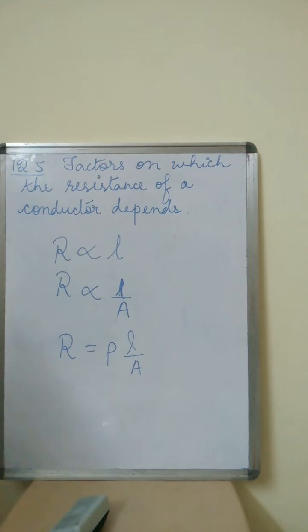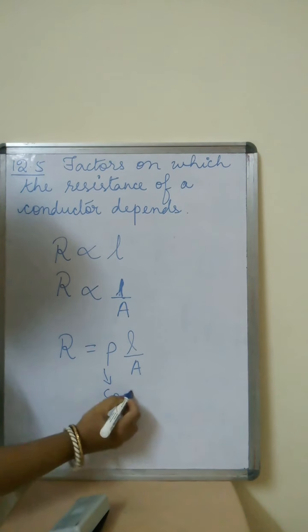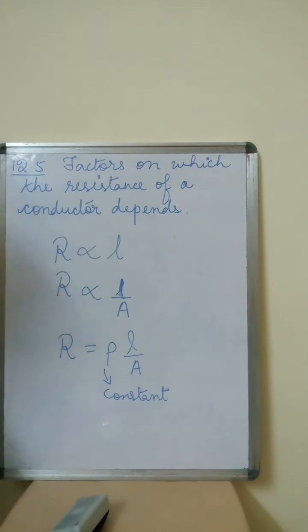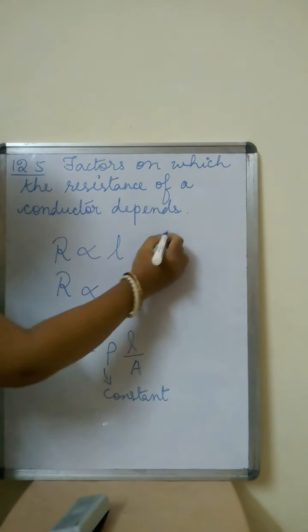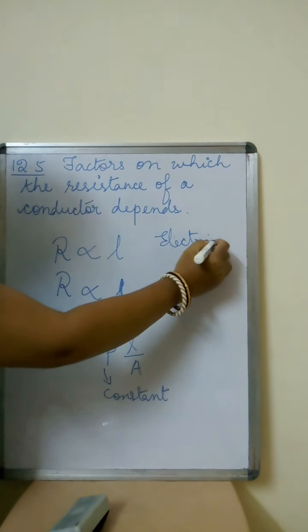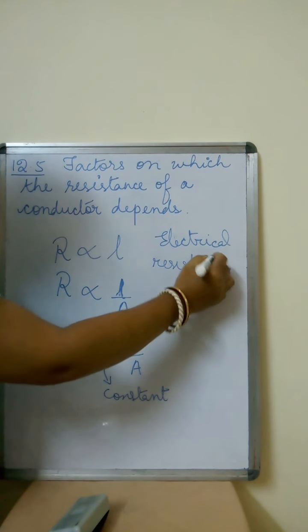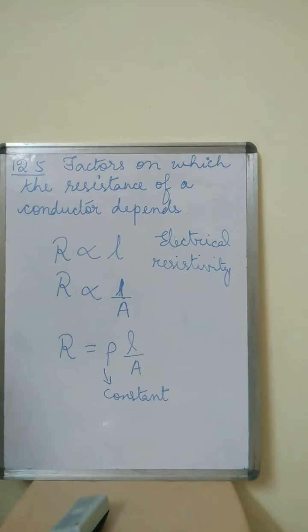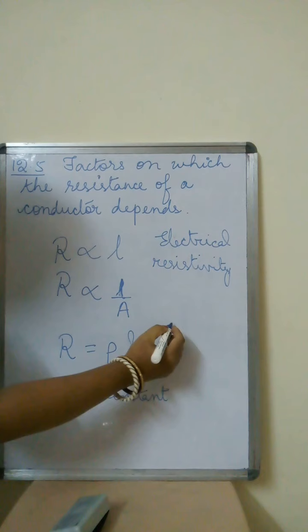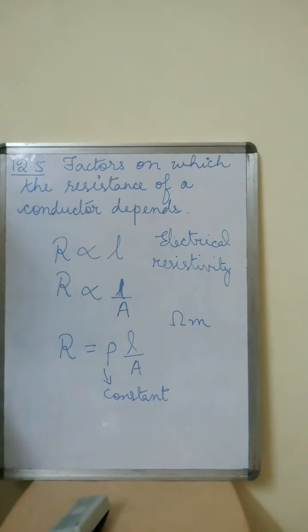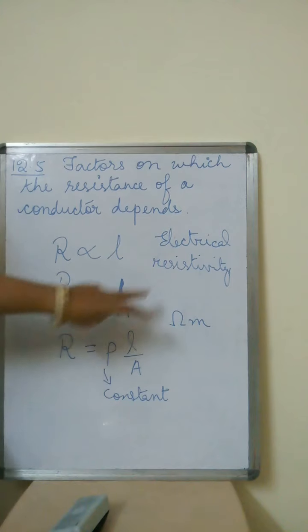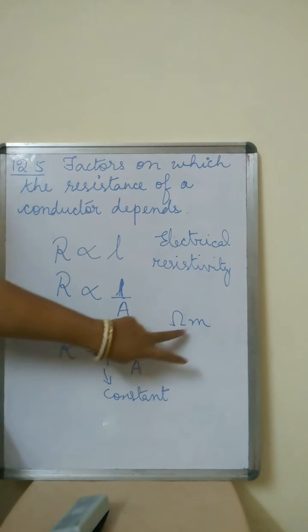Now here rho is a constant, and this constant is called the electrical resistivity. So this rho is called the electrical resistivity, and the SI unit of rho is ohm meter.